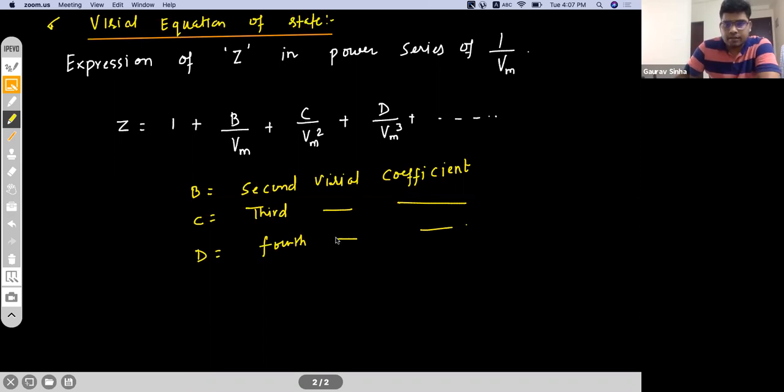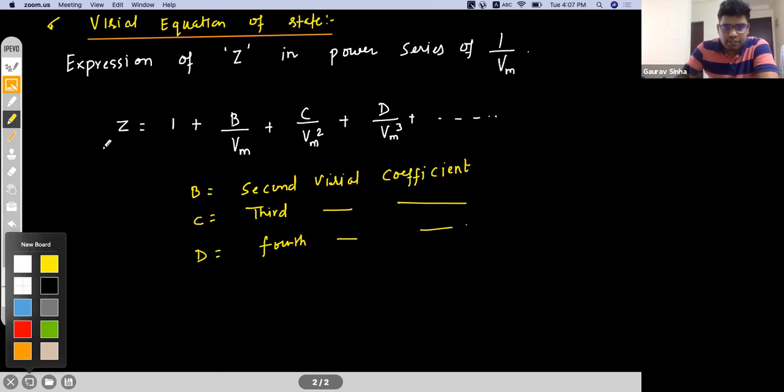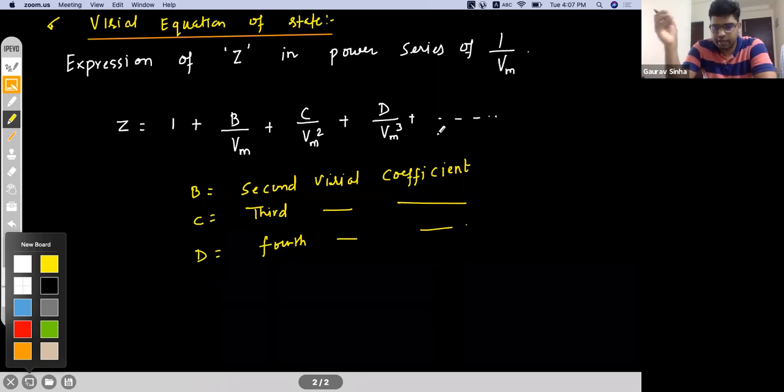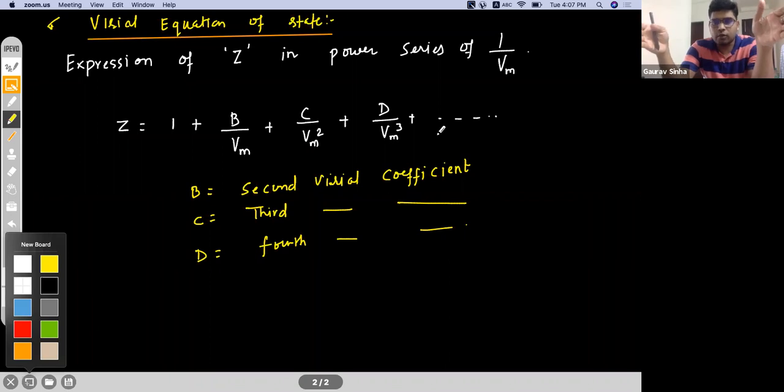Okay. Next, you see, this is the expression we have from the real gas equation, because the actual thing is the real gas. Ideal gas is just a hypothetical concept, correct? Ideal gas does not exist. So the actual thing is nothing but the real gas equation, that is the van der Waals equation, correct? Now from the van der Waals equation, we'll try to derive such a relation of compressibility factor. And then we'll compare what these B, C, and D are.